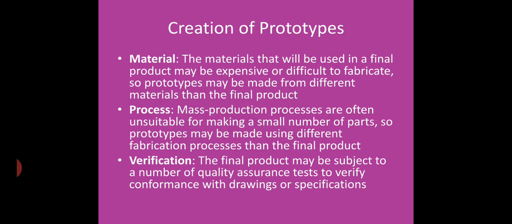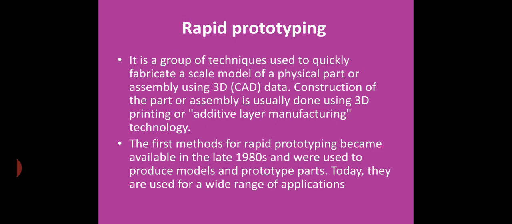That means by verifying all the things, by seeing the product: what is the shape, size, and appearance, and how it is made from that manufacturing. So this is verification. Finally, we simply call it testing or checking, and that we call verification. Then rapid prototyping. Before that, we are seeing what is meant by prototyping.